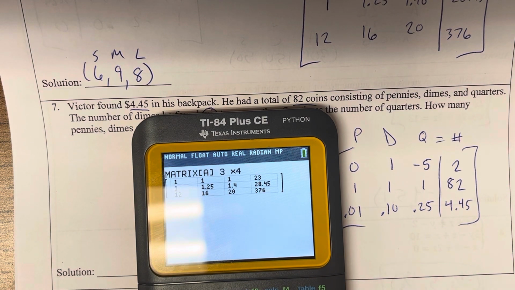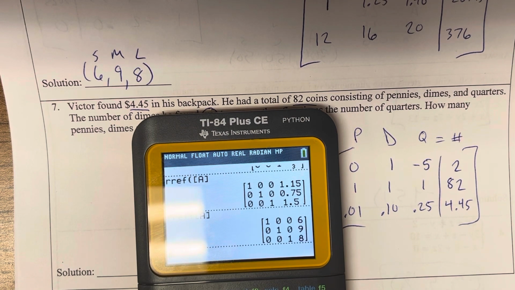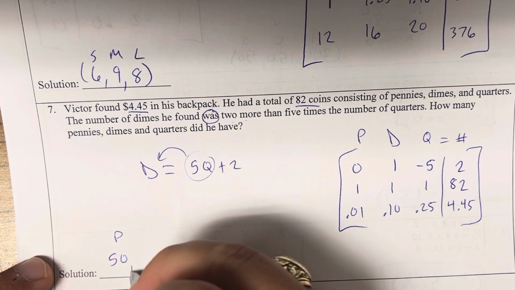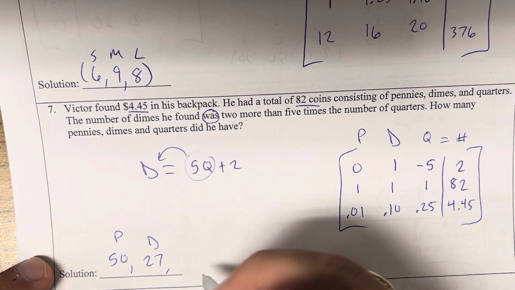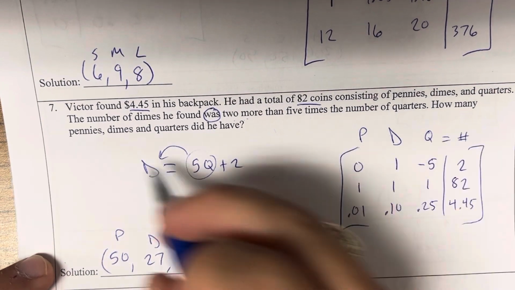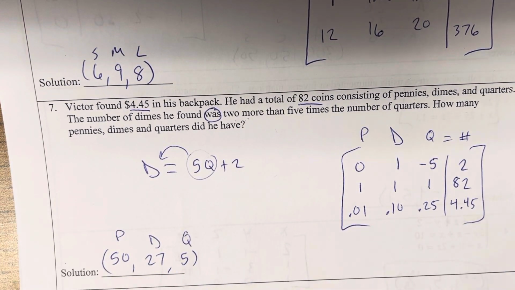And so I'll put it in the calculator. 0, 1, negative 5, 2, 1, 1, 1, 82, 0.01, 0.1, 0.25, 4.45. And so we've got 50 pennies, 27 dimes, and 5 quarters. And I want to know all 3, so that answers my question.